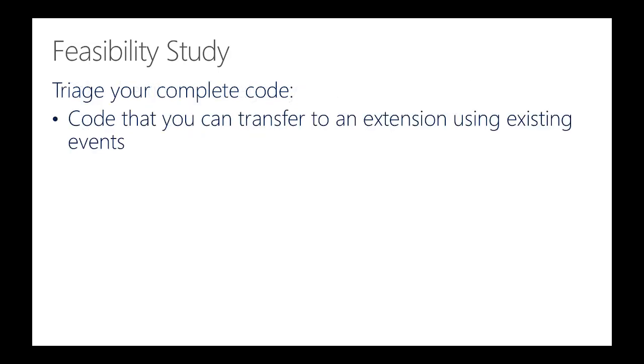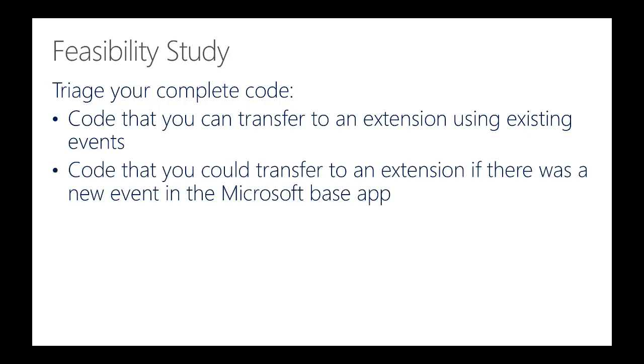When we triage your entire code base, we look at a number of categories for what we can do with the code. So the first category is code that can be transferred to an extension by using existing events in the standard code base. And these events can be system events like on company open or on insert for a particular table, but they can also be event publishers in existing codeunits that have been added by Microsoft into the standard code base. The second category is code that you can transfer to an extension if there was a new event in the Microsoft base app.